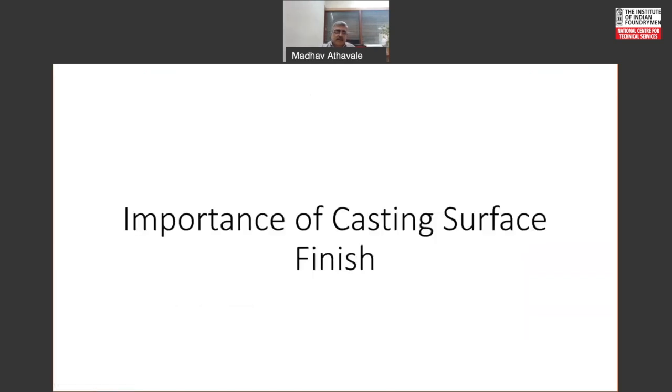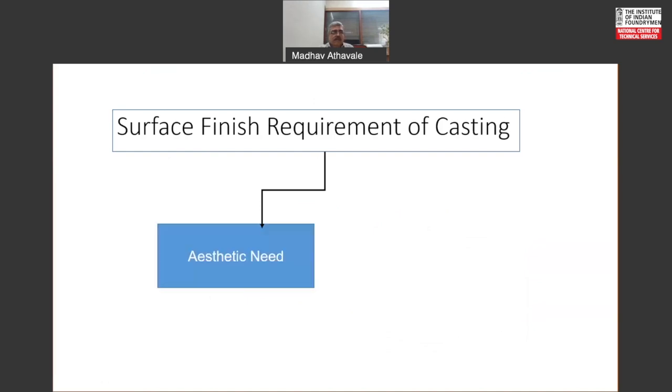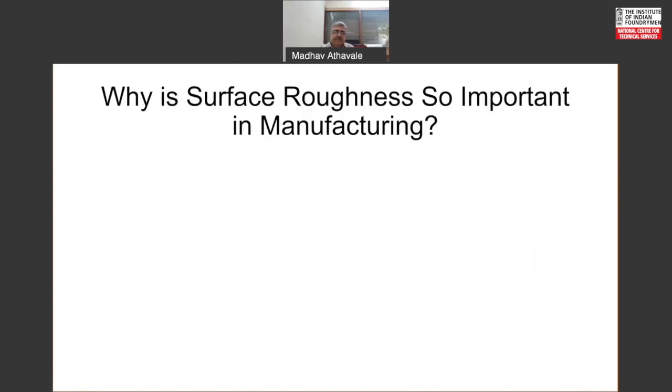Now let's go back and look at what is the importance of casting surface finish through some examples. Now, why is surface finish important for a casting buyer or a casting user? One, it can be simply an aesthetic need. The casting looks good. Or it can be a functional requirement. Let's see a few examples to just amplify what I mean by this.